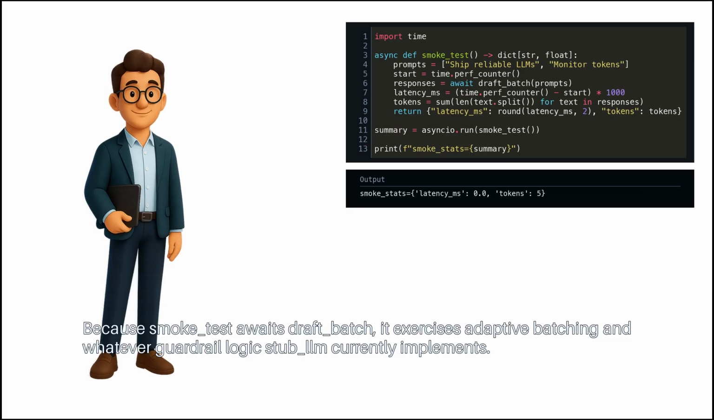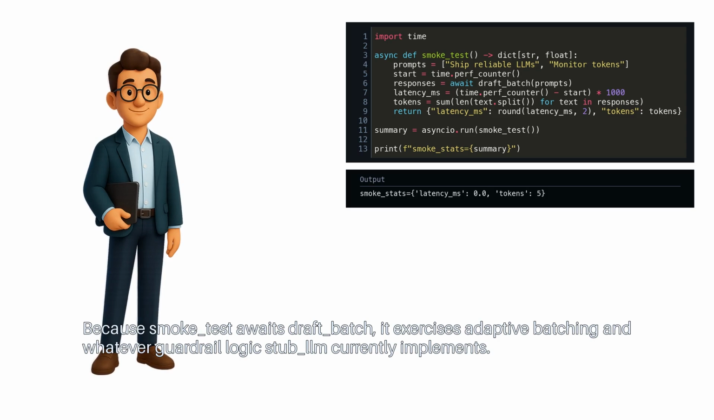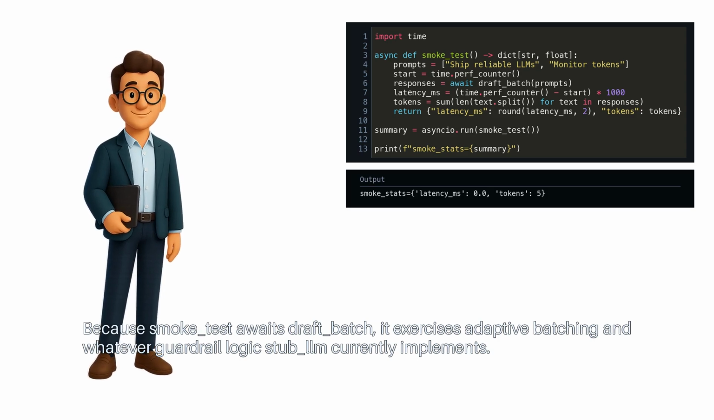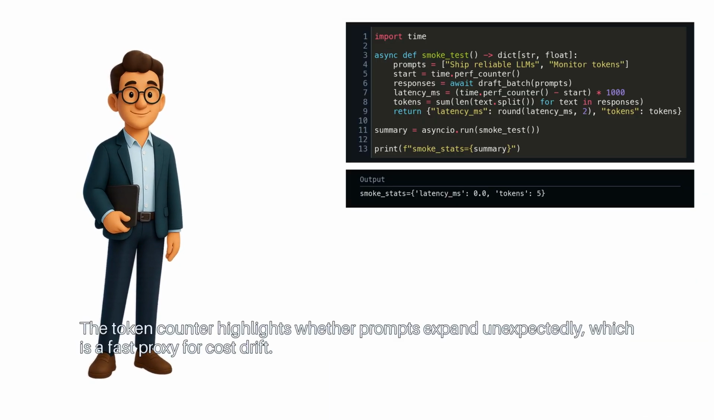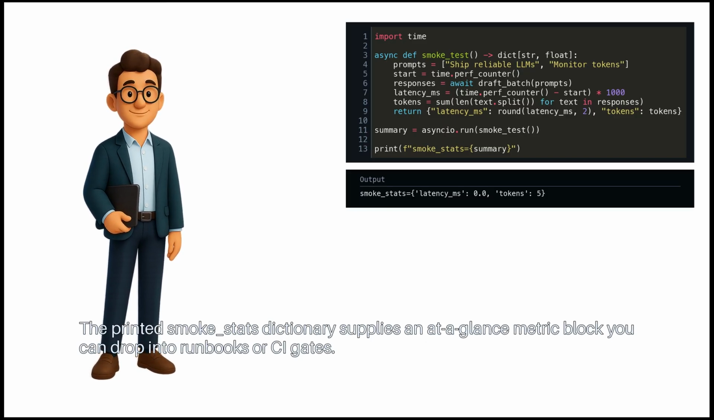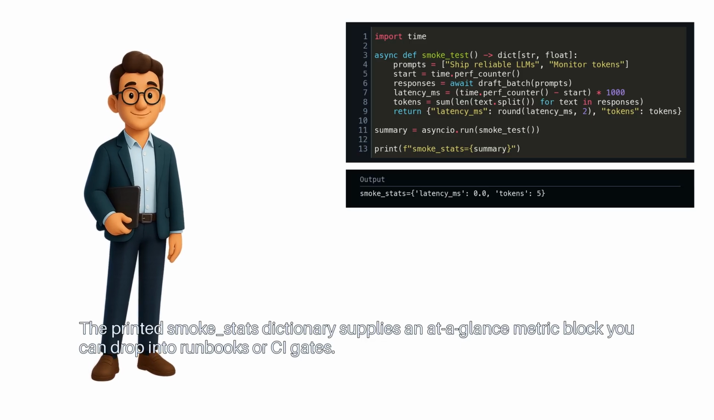Because smoke_test awaits draft_batch, it exercises adaptive batching and whatever guardrail logic stub_llm currently implements. The token counter highlights whether prompts expand unexpectedly, which is a fast proxy for cost drift. The printed smoke stats dictionary supplies an at-a-glance metric block you can drop into runbooks or CI gates.